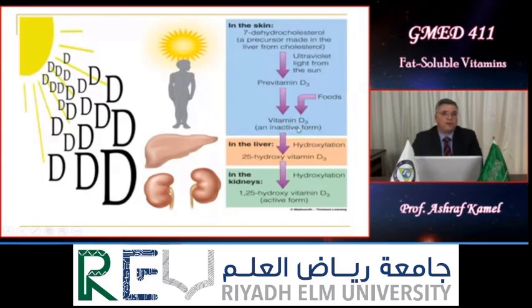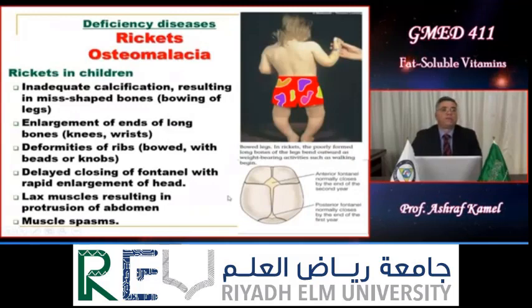of course inactive. Then this inactive vitamin D3 goes to the liver, where there is a hydroxylation reaction forming 25-hydroxy vitamin D3, and the final step for the complete activation of vitamin D occurs in the kidneys, and also it is a hydroxylation reaction. It gives rise to 1,25-dihydroxy vitamin D3, which is the active form of vitamin D.